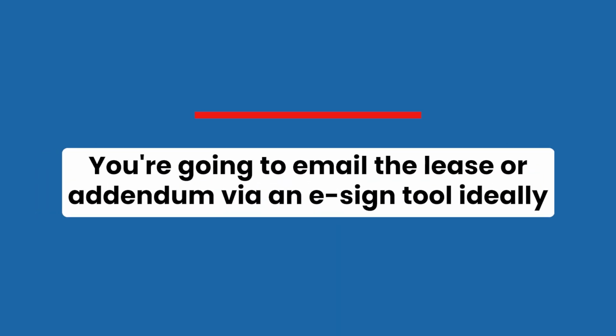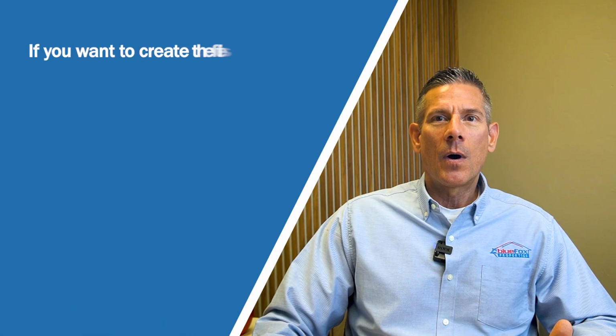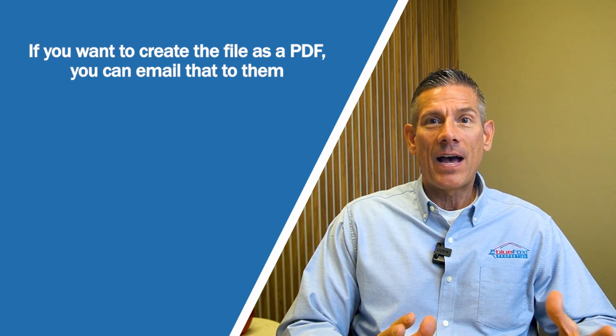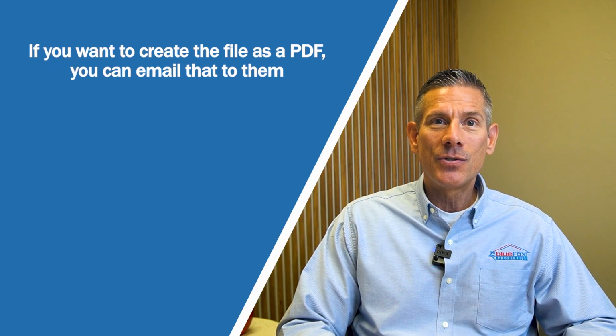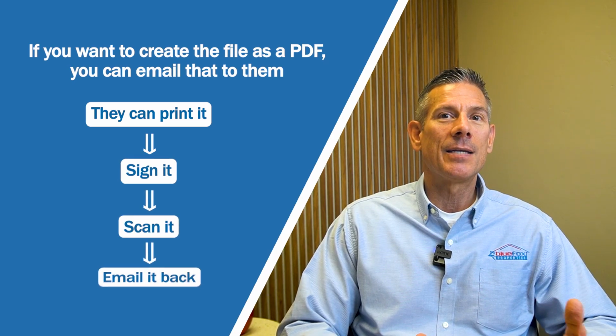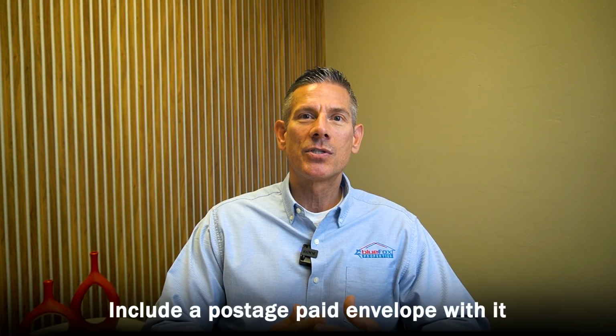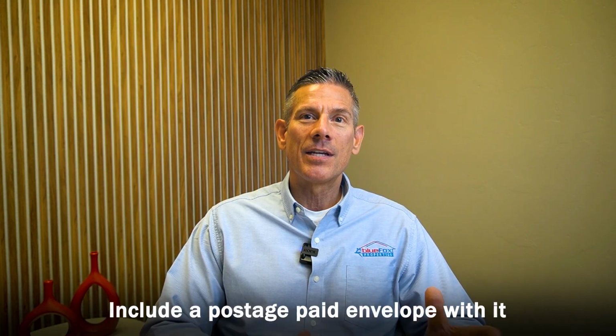Next thing you're going to do is you're going to email the lease or addendum via an e-sign tool ideally. So these are things like DocuSign or HelloSign, different tools that can do that. If you have access to that, that's usually the best way to do it. At the same time, if you want to create the file as a PDF, you can email that to them. They can print it, sign it, scan it, and email it back. Or if you want to do the old school way and actually mail it off to them, you can do that as well. The one thing I'd recommend if you do that is to reduce the friction, include a postage paid envelope with it.